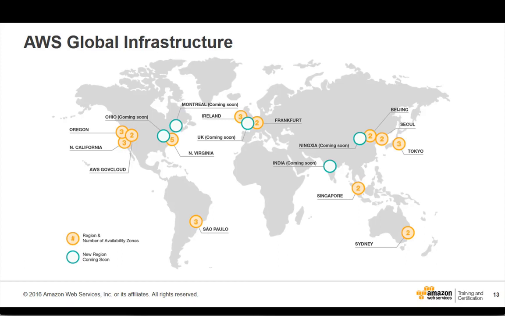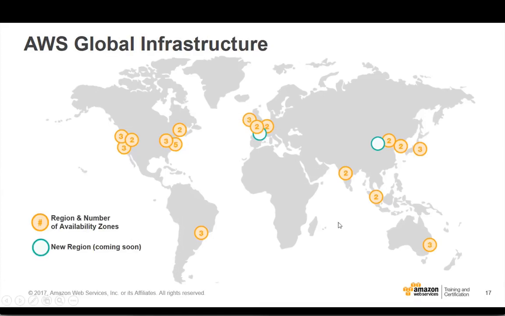I want to talk a little more about infrastructure. I've said that you can go global in minutes. You can launch a website in Virginia, and next minute you can launch it in Australia. But how specifically is our infrastructure set up? This is actually our latest slide.